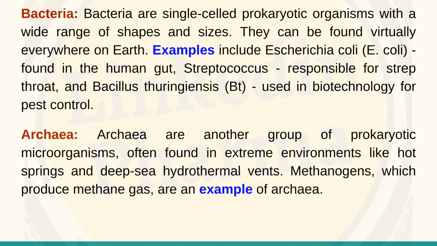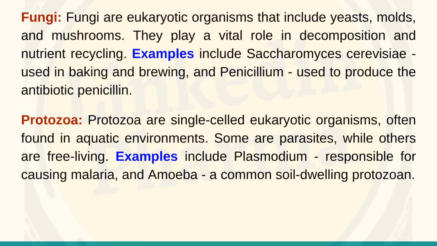control. Archaea are another group of prokaryotic microorganisms, often found in extreme environments like hot springs and deep-sea hydrothermal vents. Pathogens, which produce methane gas, are an example of archaea. Fungi are eukaryotic organisms that include yeasts, molds, and mushrooms. They play a vital role in decomposition and nutrient recycling. Examples include Saccharomyces cerevisiae, used in baking and brewing, and Penicillium, used to produce the antibiotic penicillin.